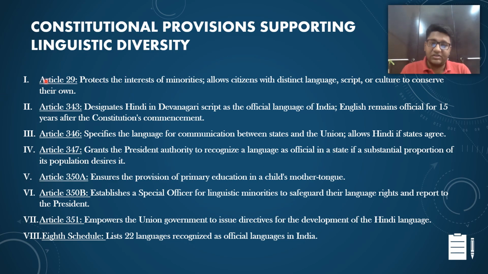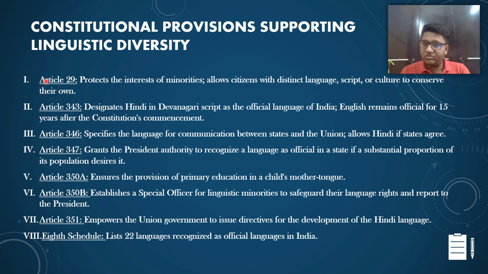So, what are the constitutional provisions? The Constitution also safeguards a few linguistic measures. Article 29 protects the interests of the minorities, allowing citizens with a distinct language, script, or culture to conserve their own. Whereas Article 343 designates Hindi in Devanagari script as the official language of India. English remains official for 15 years after the Constitution's commencement, whereas Article 346 specifies the language for communication between states and the Union, allowing Hindi if the states agree, so it cannot be imposed. Article 347 grants the President authority to recognize a language as official in a state if a substantial proportion of the population desires it. That means a majority need to speak a language, and if they appeal, the President has the right to designate that language as their regional language.